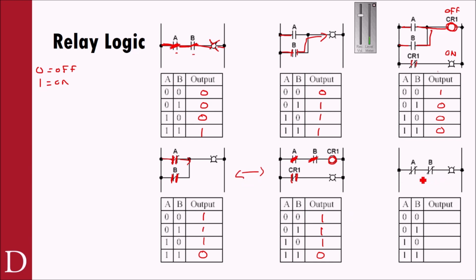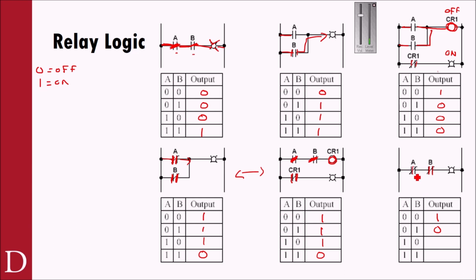Then the last one here, similar to the one back here, but now we're drawn in series. So drawn in the de-energized state again, a 0 and a 0 is definitely going to give me a 1. But if I turn B on, this opens. So now I can't get an output.